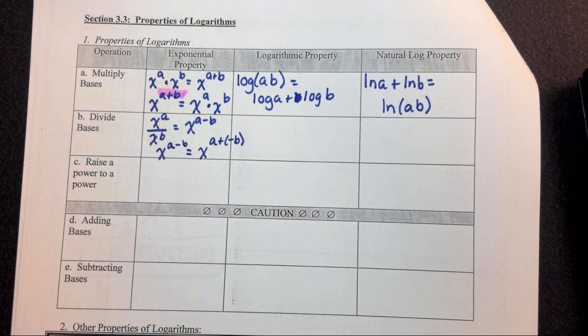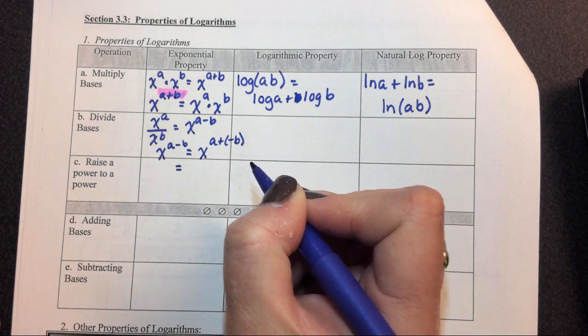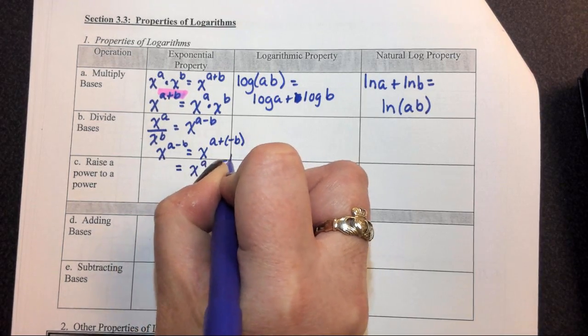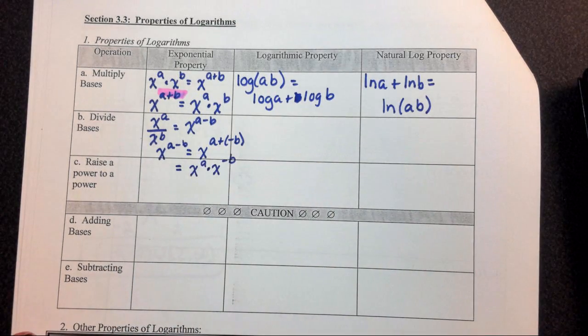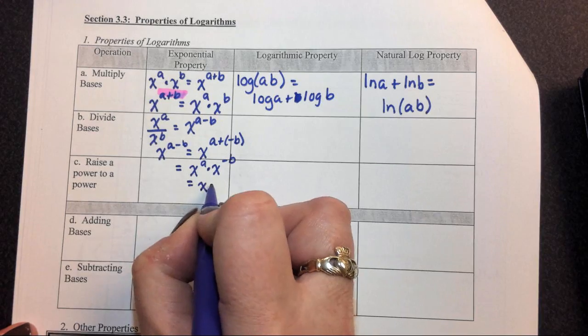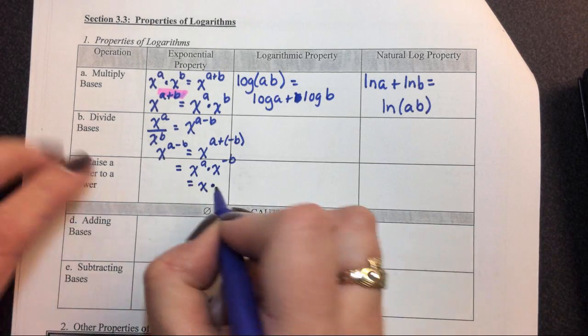So I can undo, when I see subtraction in my exponent, I can rewrite it as an addition by adding the opposite, a plus a negative. And then I can undo the properties of exponents by writing this as x to the a times x to the negative b power. And when you see a negative exponent, what does that indicate for you to do? You simply take the reciprocal.